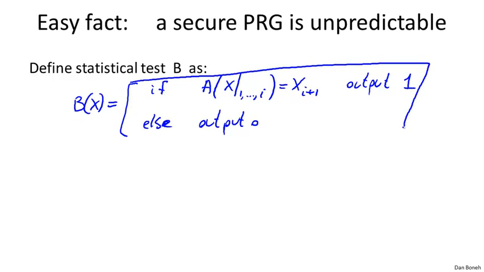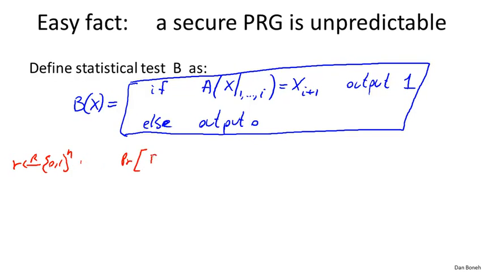Let's put it in a box so we can take it wherever we like, and we can run the statistical test on any n-bit string that's given to us as input. So now let's look at what happens. Suppose we give the statistical test a truly random string R, and we ask what is the probability that this statistical test outputs 1?